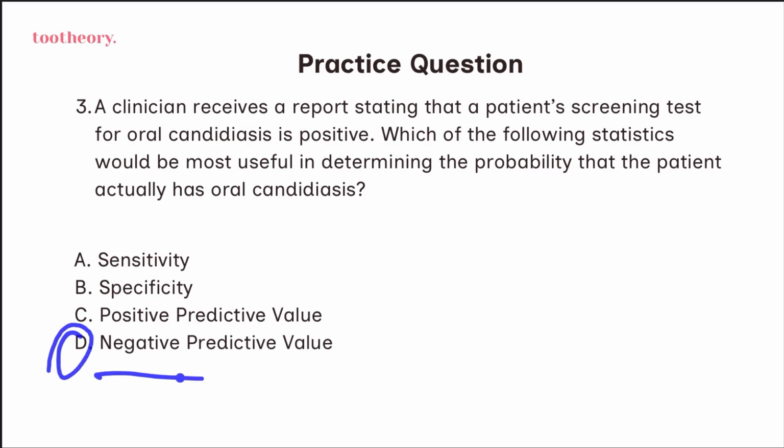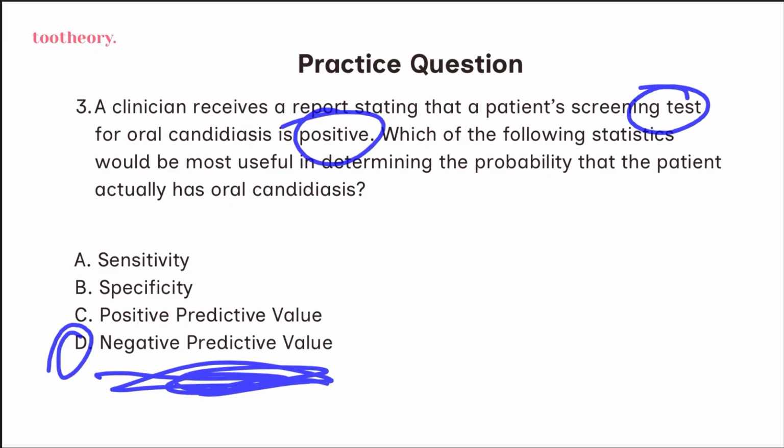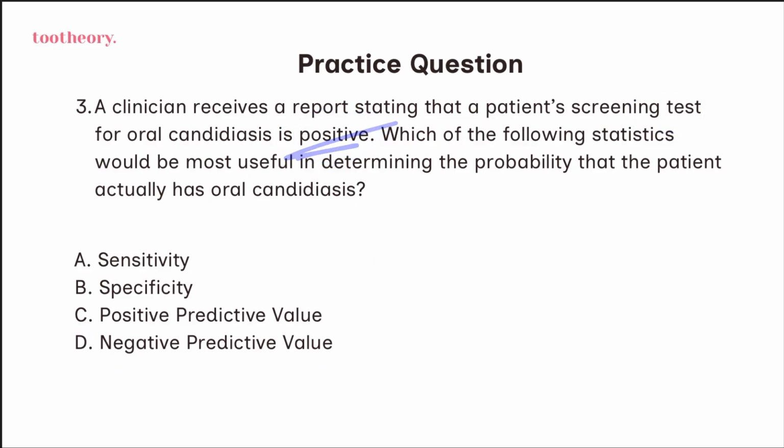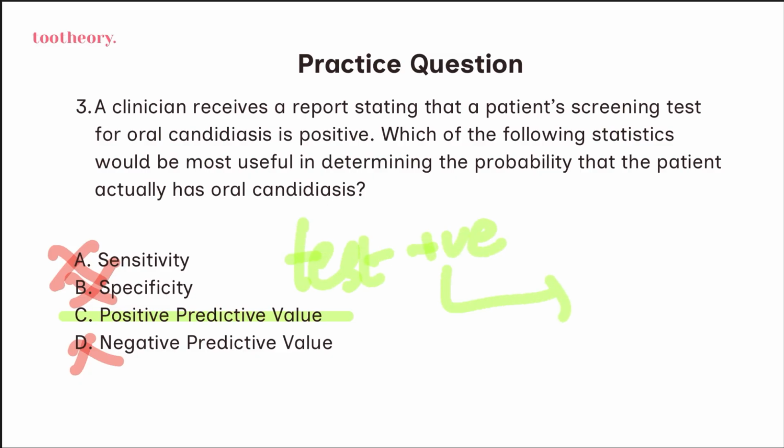Let's look at D. If it was negative predictive value, it would never say that the test is positive. The test would have been negative, right? So in that case, we can rule out all these three options, and we can say that positive predictive value, C, is the right answer, because the test has said that it is positive. And then to determine the probability that the patient actually has oral candidiasis, we would predict a positive result, which would be a positive predictive value.